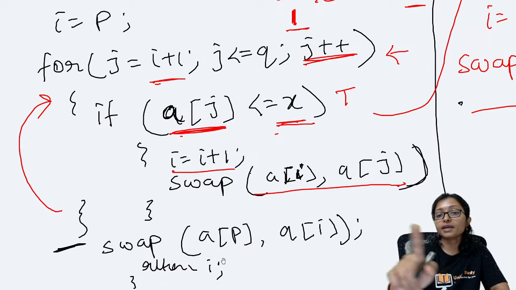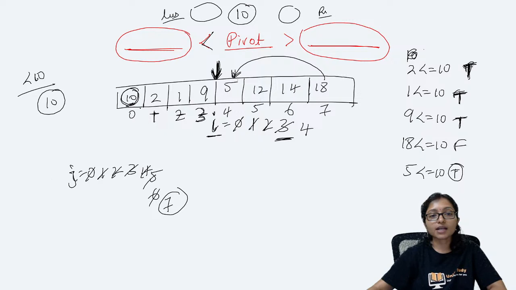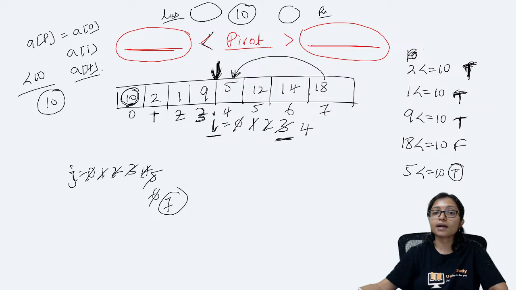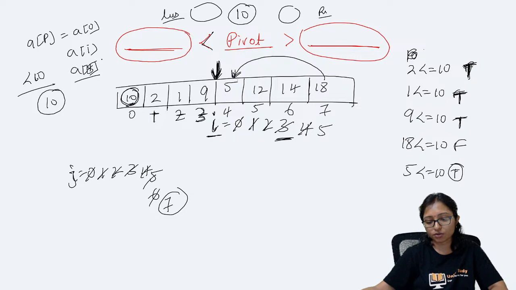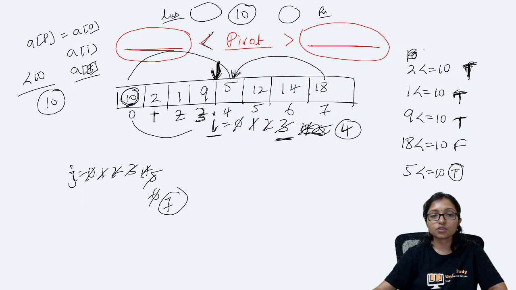So what is the last swapping? The last swapping will be going on AP, which means A0, and AI, which means A4. I value is now updated to 5, I5. Ultimately I value is updated to 5 now, right? So finally I will do the swapping between this one, 5 and I5, not I4, it was 4 only. So now I will do the swapping between this one and this one. That's why I am getting this now.